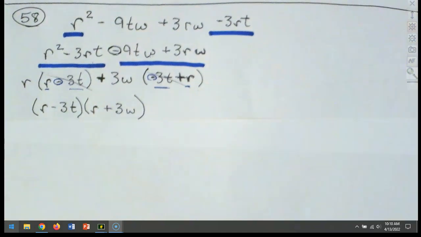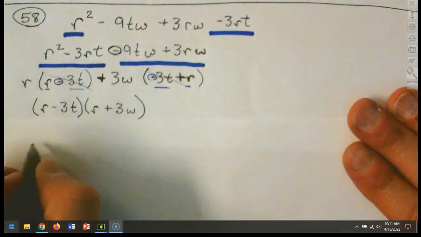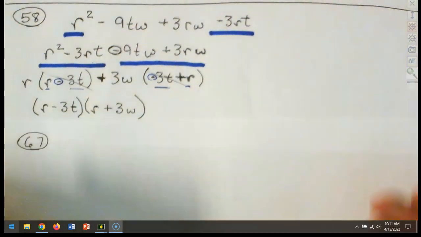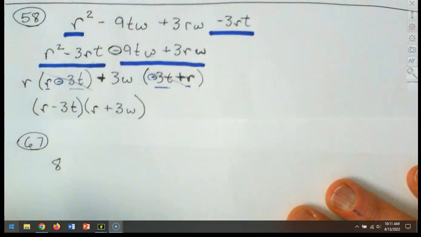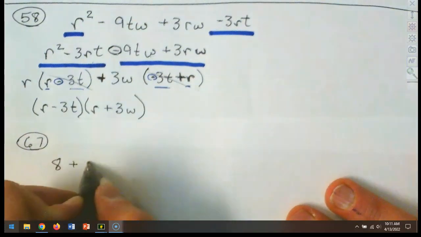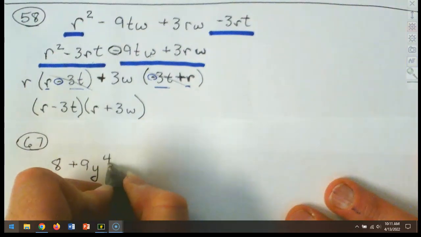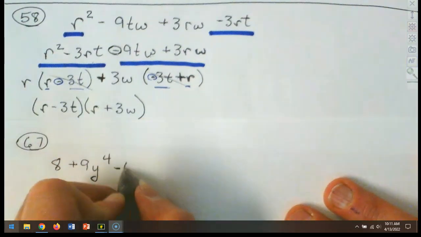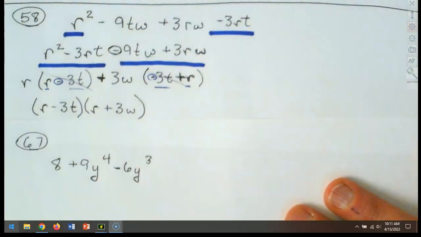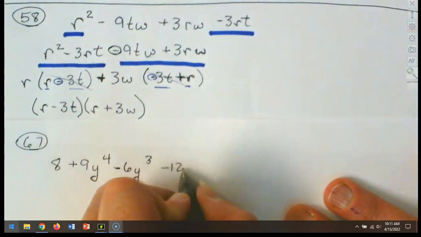Let's do a couple more of these. Let's do another one where we have to rewrite and rearrange. How about we look at question 67. So we've got 8 plus 9y to the fourth. And then we've got a minus 6y cubed and minus 12y.